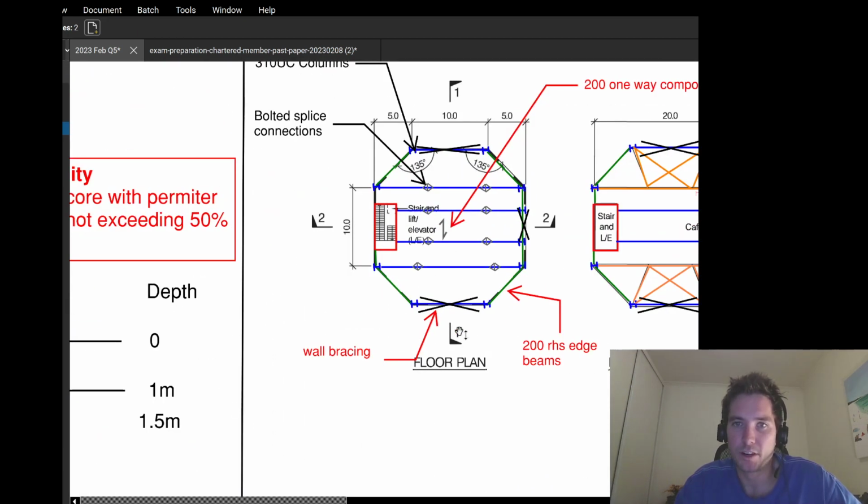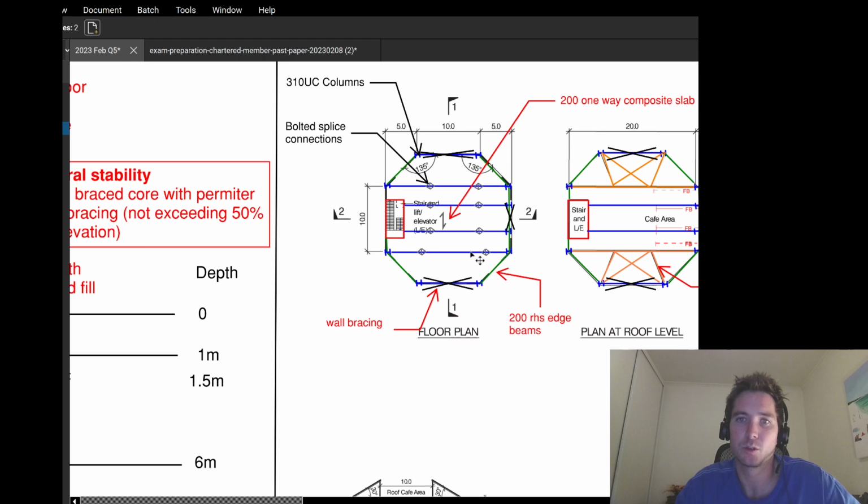So it's 20 meters in one direction, and we've got 1, 2, 3, 4, 5. So that means your spacing between your steel beams is about 4 meters. So your composite slab, 200 thick, spanning one way. Yeah, we got these fabricated plate girders being 1 meter deep. Some 310 UC columns. I've placed them around in the sort of the corner of this octagon.